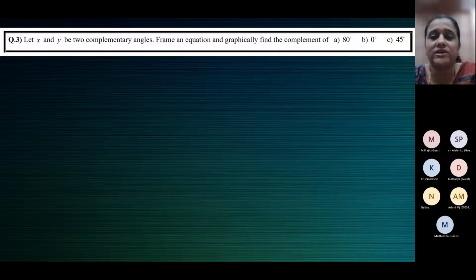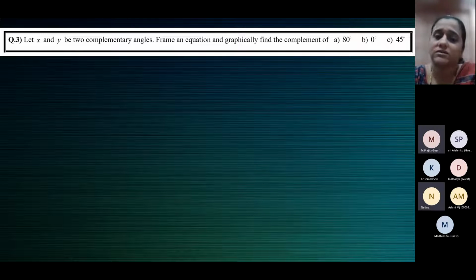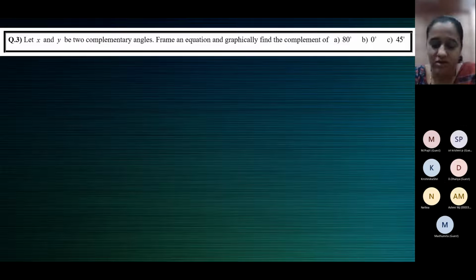What's the complement of 0 degrees? 90. 90 degrees. And what's the complement of 90 degrees? 0. 0 degrees. Yeah. And the complement of 45 degrees? 45. Is 45 itself. Okay.